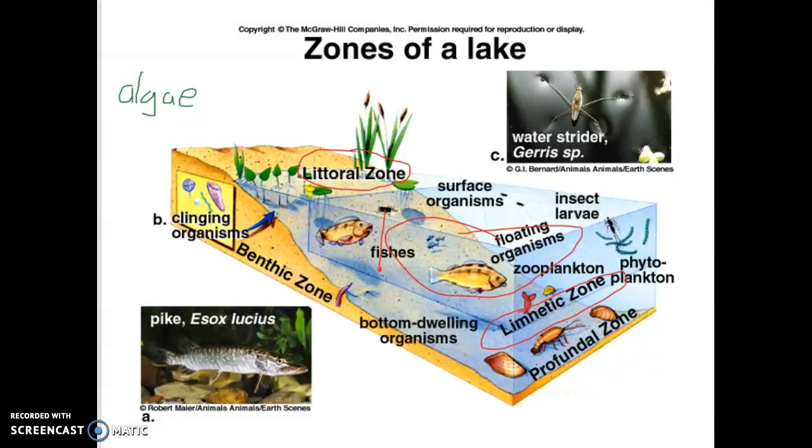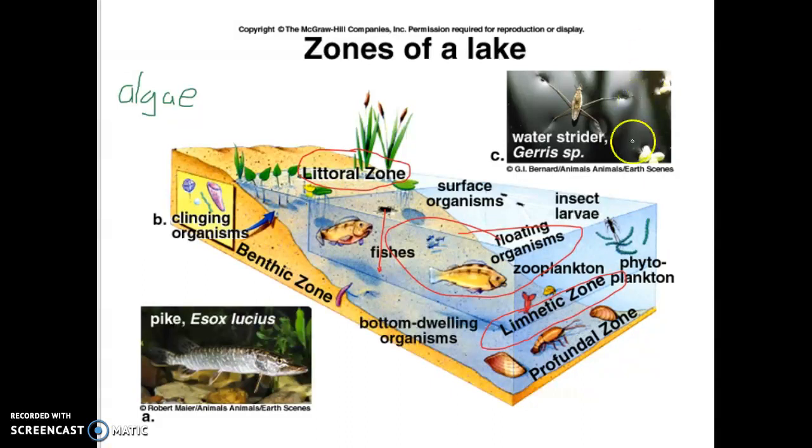We can measure the amount of energy produced and then figure out food chains and trophic pyramids and all those things. So we really focus on the limnetic zone when we're looking at primary productivity, or the amount of calories of energy available in that lake.